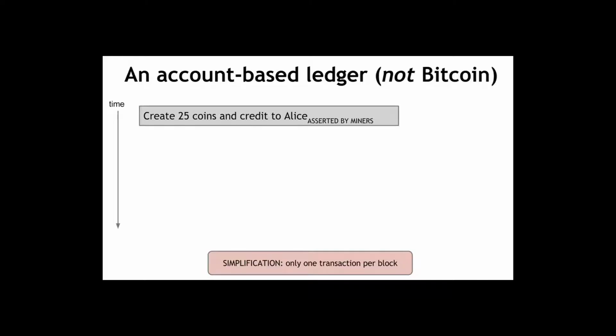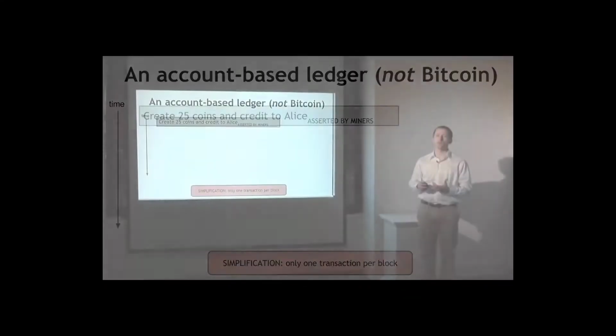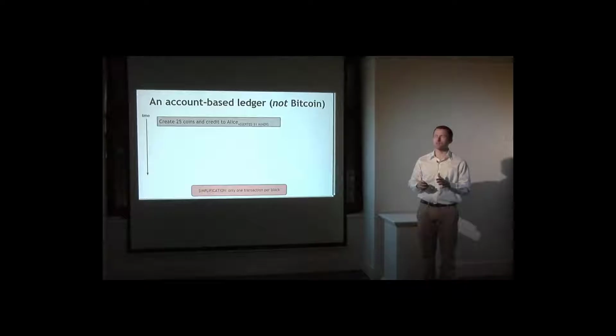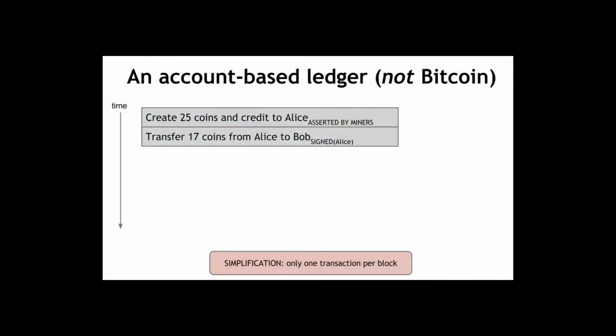So the first model you might think of, which is actually a lot of people's mental model for how Bitcoin works that we'll look at first, is that you'd have an account-based system. So you can add some transactions that create new coins and credit them to somebody. And then later you can transfer them and you just have a transaction that would say, we're moving 17 coins from Alice to Bob. That will be signed by Alice to authorize the transaction. And that's all the information that would be contained.